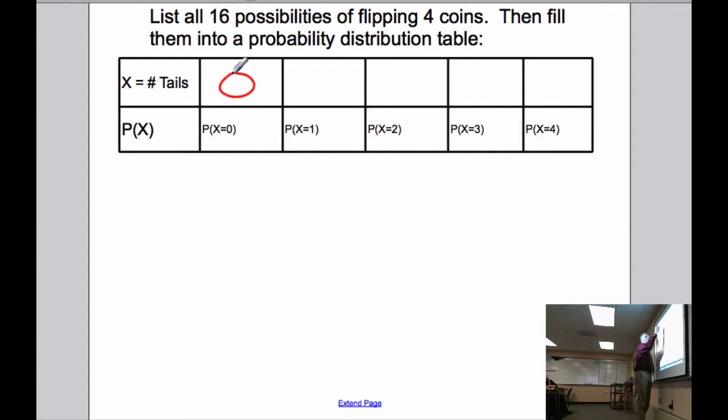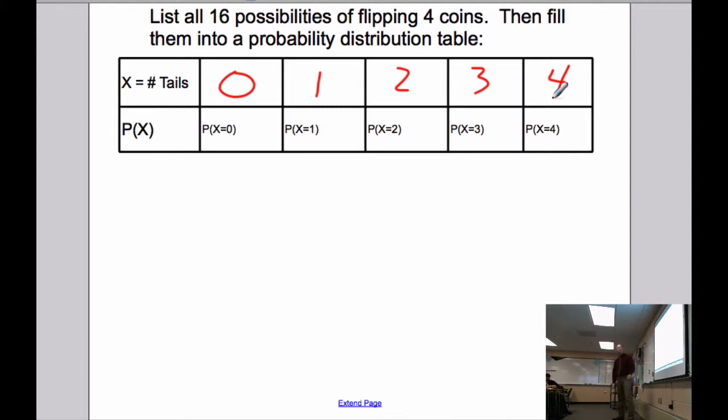0 or 1 tail, right? Tail, heads, heads, heads, for example. Or 2 tails, tails, heads, heads. Or 3 tails, tails, tails, heads, and then you got the other ones, and then 4, right? Those are your possibilities. You can't get 5 tails because you only have 4 coins. X is the number of tails. All right, we've got 0, 1, 2, 3, or 4.